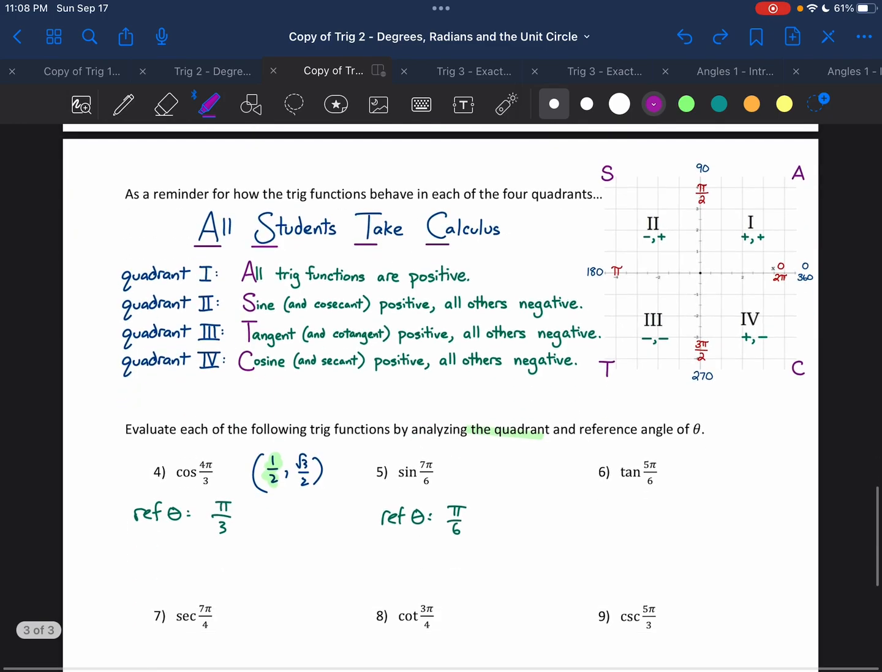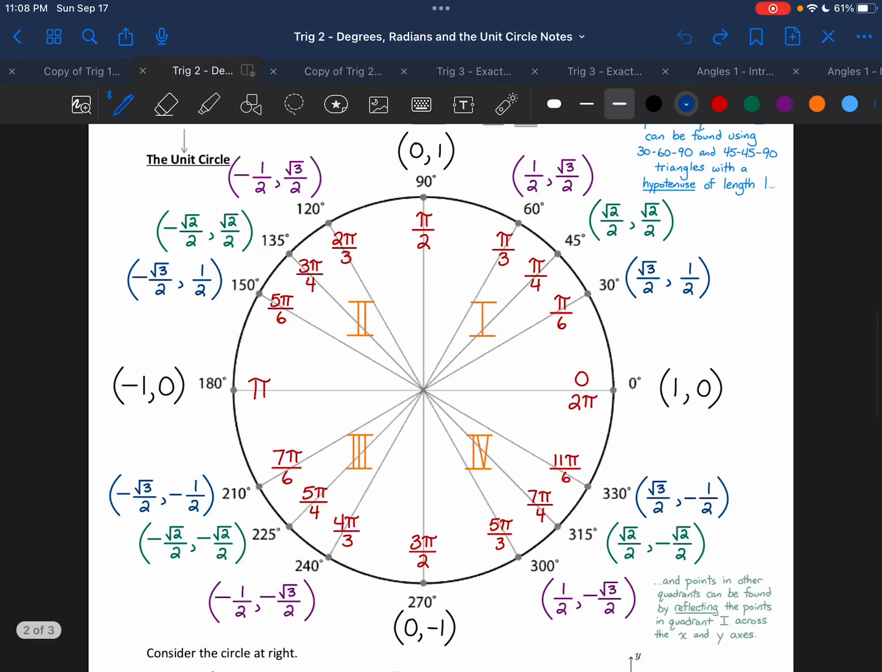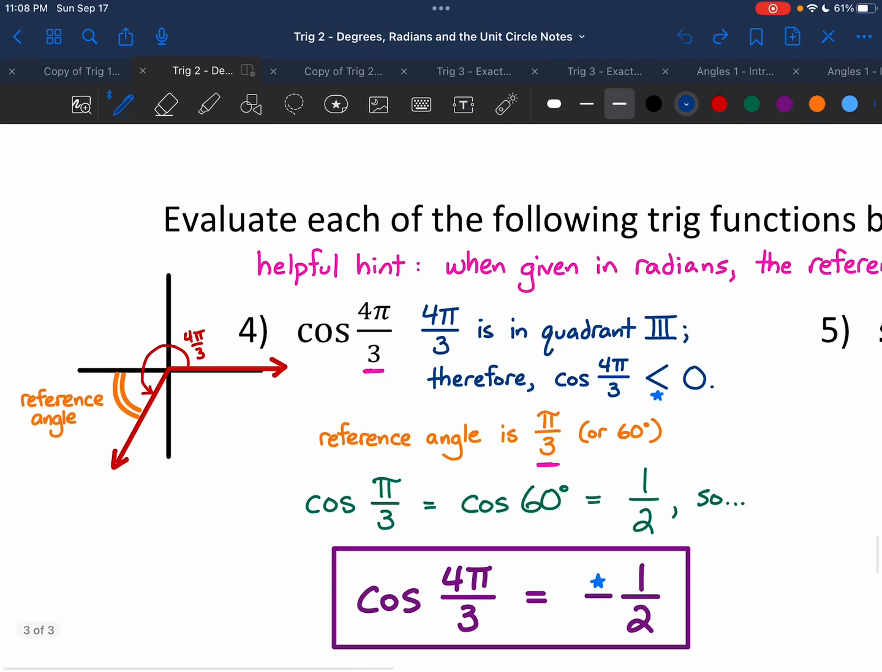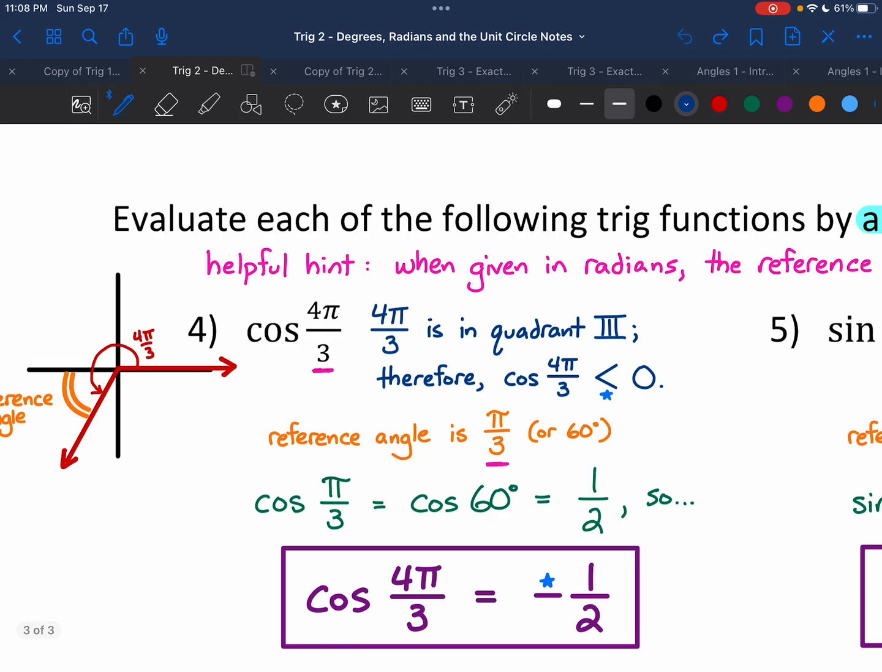So this idea of using the quadrant and the reference angle allows you to not have to remember that 240 degrees is the point (negative 1/2, negative root 3 over 2). It allows you to just say, oh, well, let me go to the answer here. As long as I know that cosine has got to be negative, I have my reference angle because it's a 3 in the denominator. When given in radians, the reference angle is the same as what you see in that denominator. Congratulations. Cosine of pi over 3 is cosine of 60, which is 1/2. I just know it has to be negative because that's what happens in quadrant 3 for cosine.